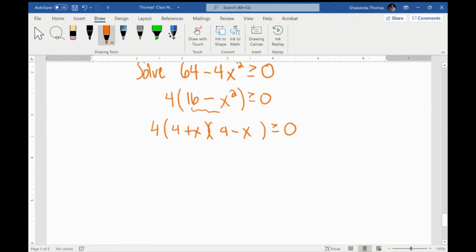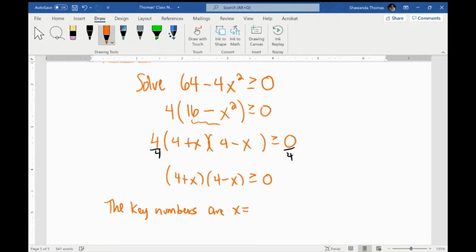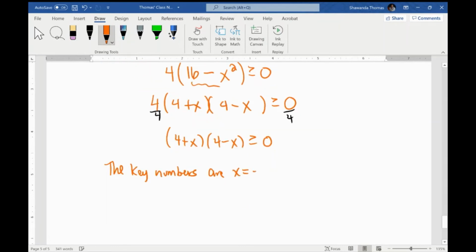All right, very nice. Let's go ahead and get rid of the 4. We don't need that 4, y'all. So 4 plus x times 4 minus x greater than or equal to 0. All right, so what are the key numbers then? Where are the zeros? What are they? x equals -4 and +4. Correct. Those are the numbers we're going to put on our number line.